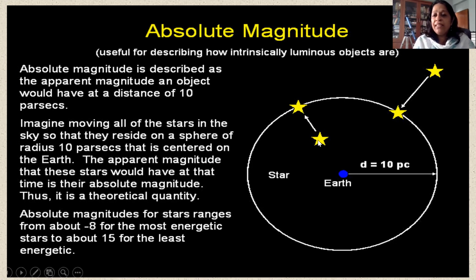If I want to compare this star and this star in terms of brightness, what I need to do is get them all to the same distance. If I can get them all to the same distance, then I can compare their brightness. Now that key distance was fixed to be 10 parsecs. So if stars are at a distance of 10 parsecs and I bring them all right over there, I can compare their brightness. And that's what I call the absolute magnitude.